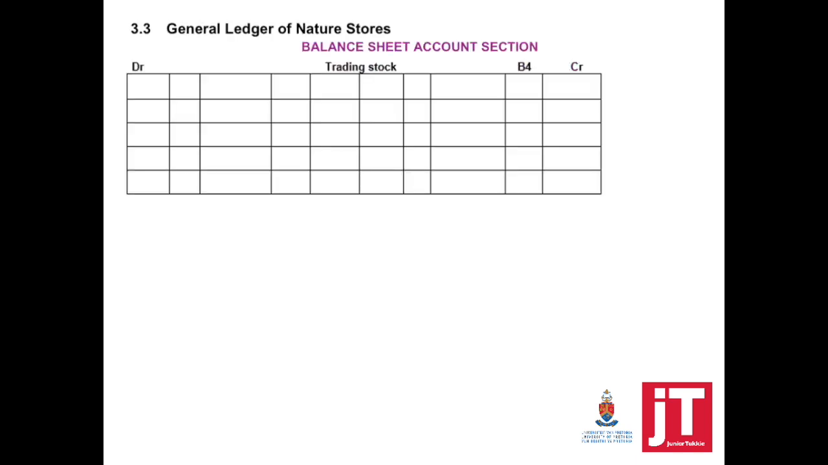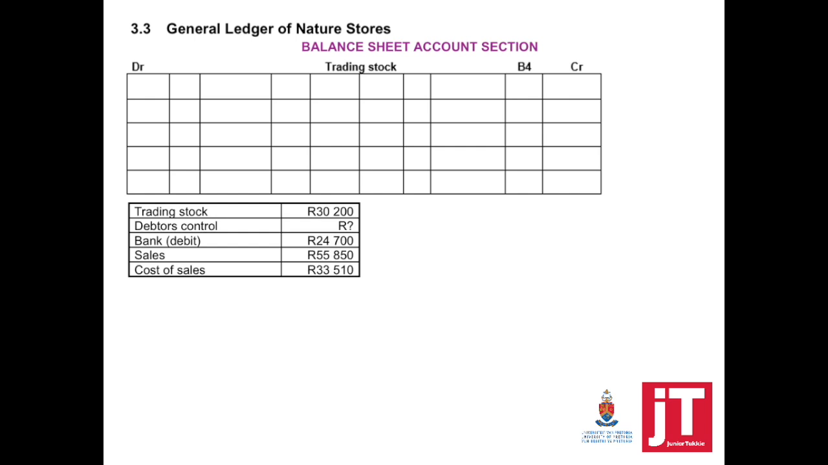Right, completing the general ledger. Completing the general ledger, again going through the process. You would have started with the opening balance. Then you would have posted from the journals to the general ledger. And at the end of the month, you would have then closed the accounts and calculate the new balance and totals. I'm going to start by focusing just on the trading stock account.